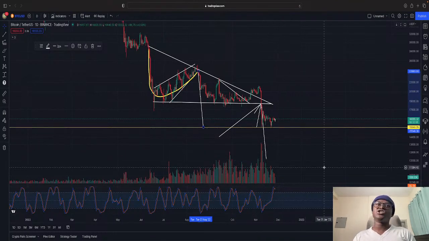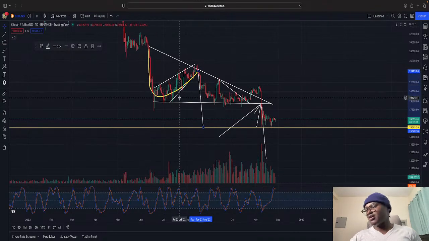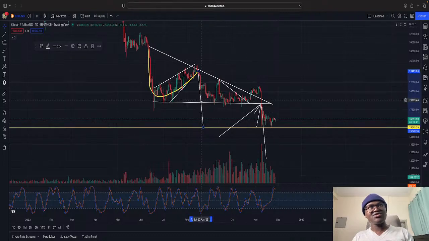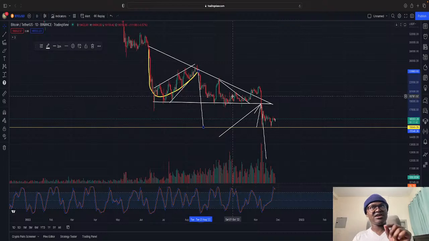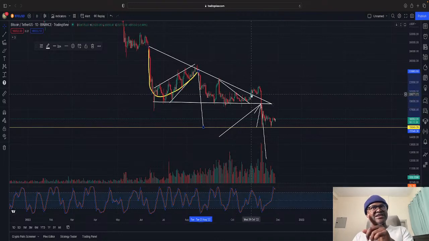I knew that this is going to come to 15k from the target of this bear flag here. So when we came here, as I told you before, Bitcoin especially likes to print patterns like this, do a bit of the opposite, and then go to the downside. All right.